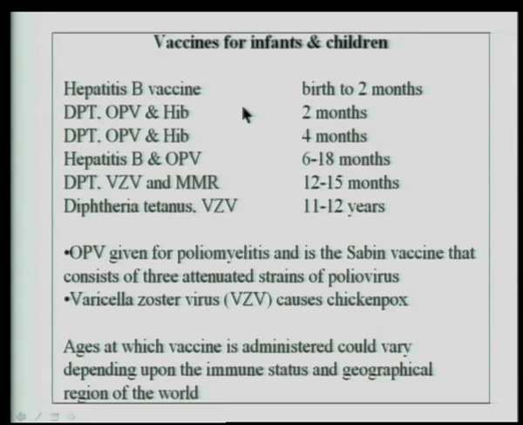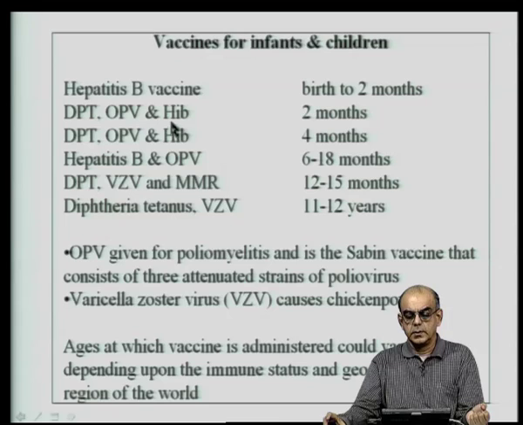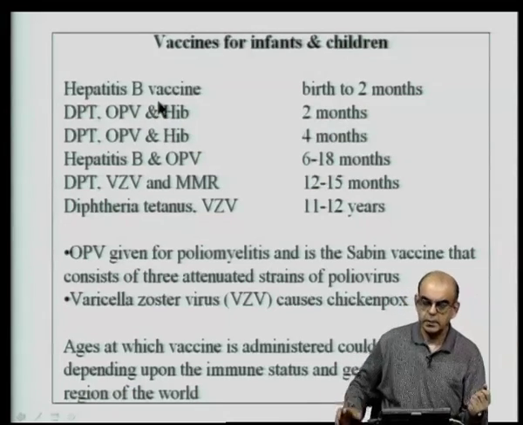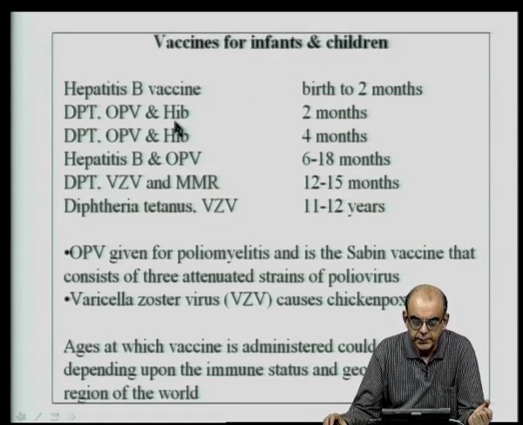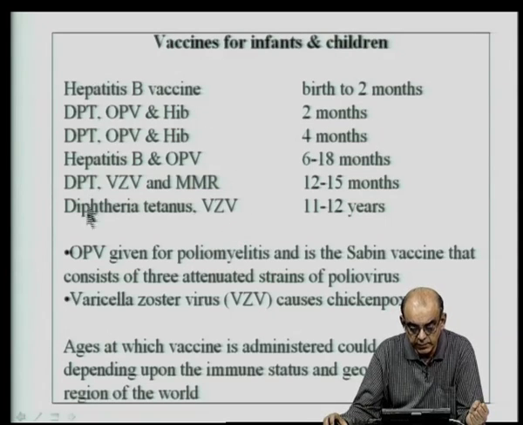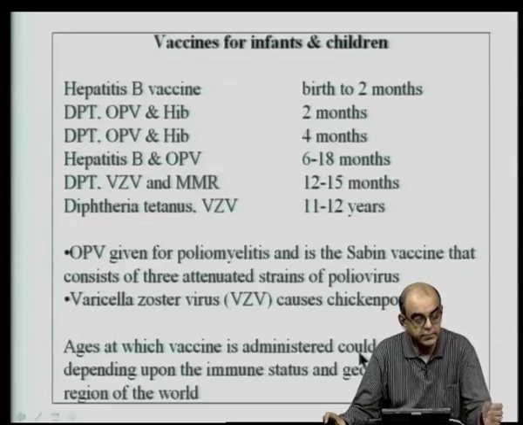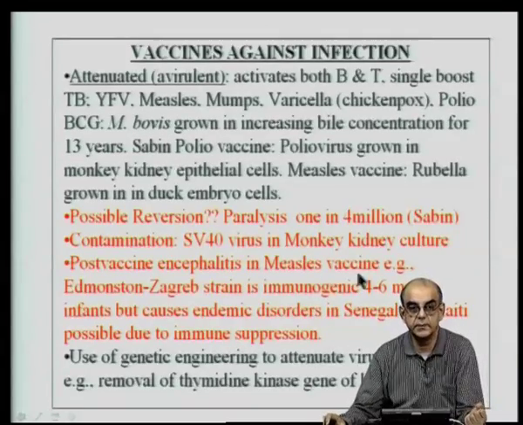So, vaccines for infants and children, some examples are given here. For hepatitis B vaccine, it is birth to 2 months. DPT, OPV and the B antigen of Haemophilus influenzae, at 2 months. DPT, OPV and Haemophilus influenzae B antigen at 4 months of age, hepatitis B, OPV about 6 to 18 months, and so on and so forth. Some of these I have just listed here, and as I was telling you in the previous slide, the ages at which the vaccine is administered could vary depending upon the immune status and geographical region.